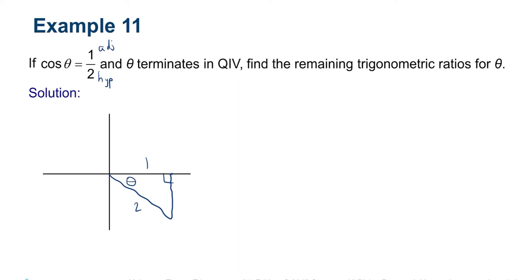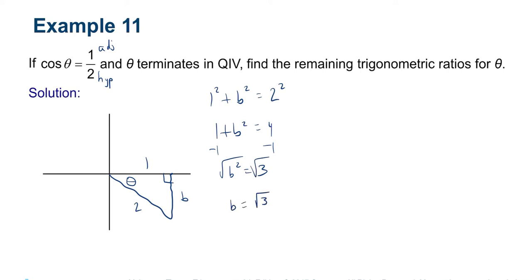Right, and now we can use the Pythagorean theorem to find the missing side. I'll call this b for now. So a squared plus b squared equals c squared. So 1 plus b squared equals 4. Subtract 1, b squared equals 3. B equals radical 3. We can disregard the plus minus in this case because we're dealing with lengths and lengths are always positive. So now we know that this is radical 3.